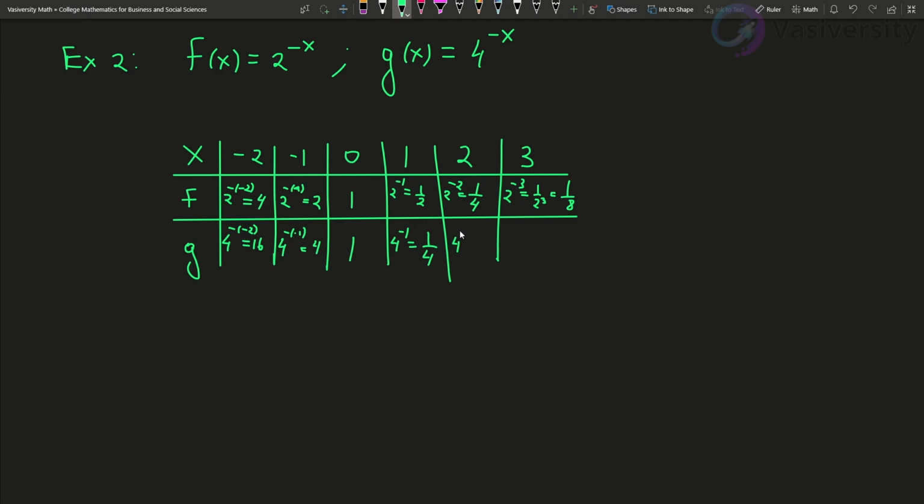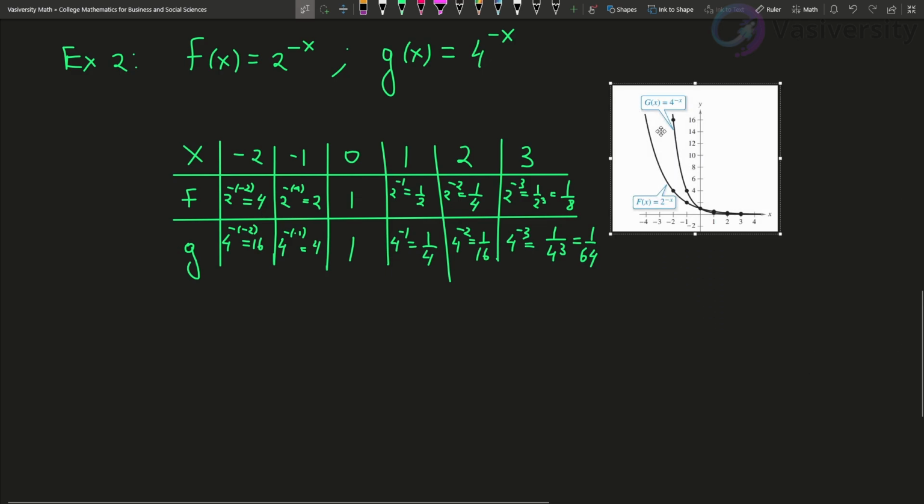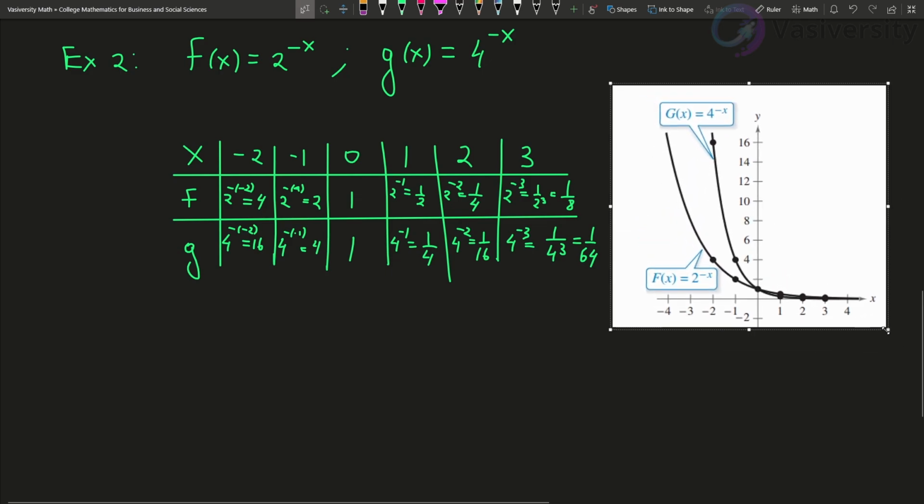Then 4 to the power of -2 is going to be 1 over 16. And 4 to the power of -3 is equal to 1 over 4 to the power of 3, equal to 1 over 64. Similarly as we had in the previous problem, but now we're just reversing the table. And additionally, the graph is going to be reversed. So now we're just reversing the graph as well.